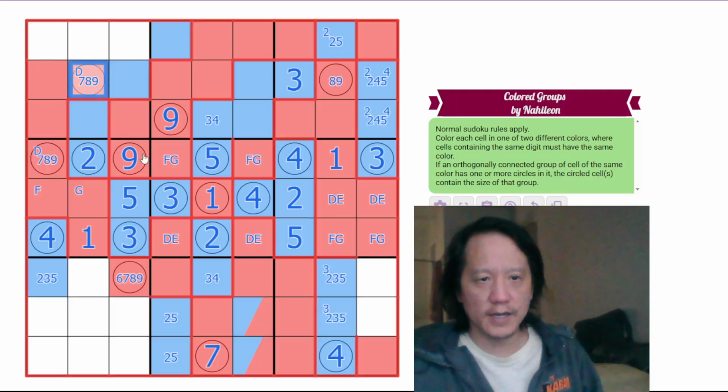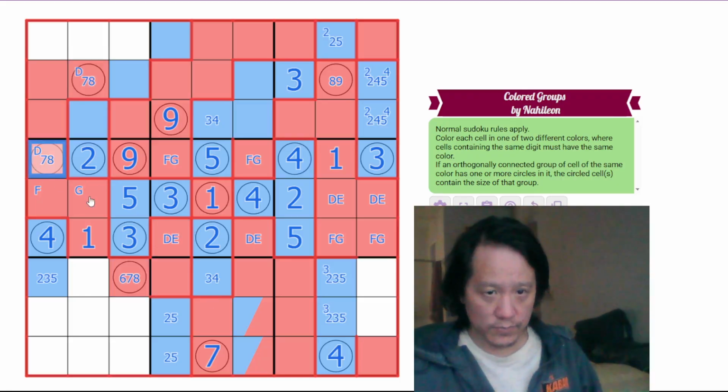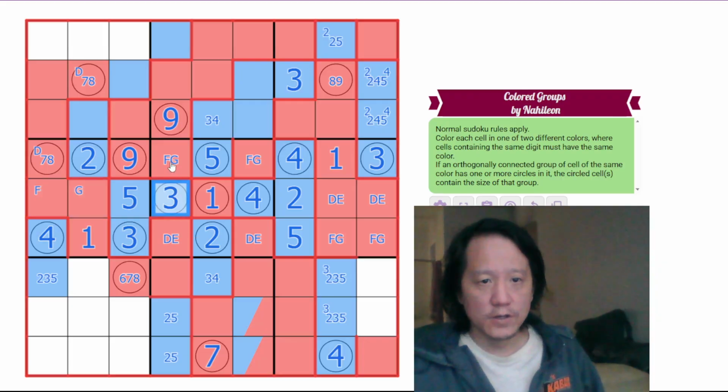That means this cannot be 9. This can't be 9, and this can't be 9. So 9 cannot be here, 9 cannot be here. Where's 9 in box 5? It has to be here.